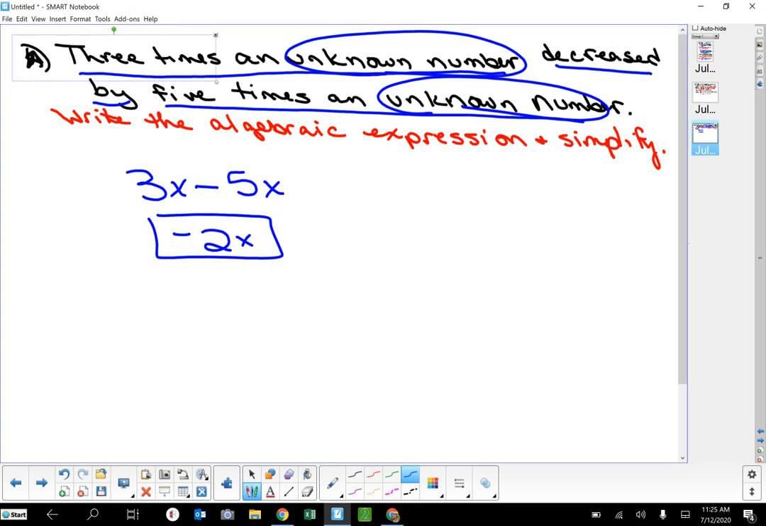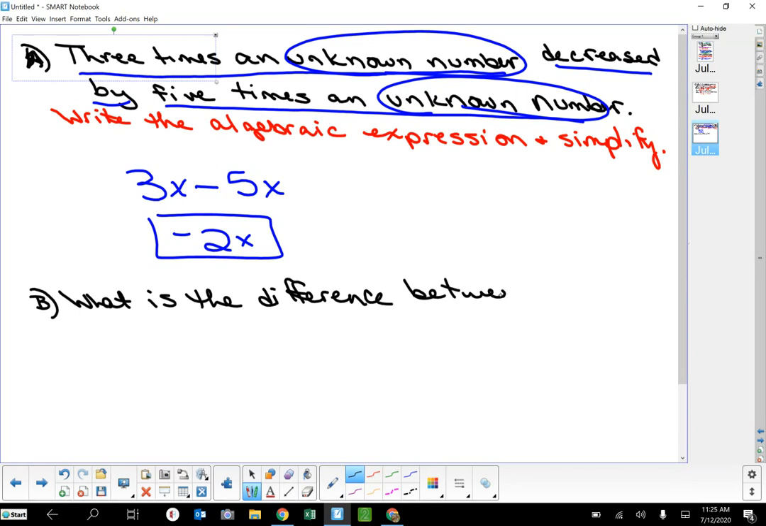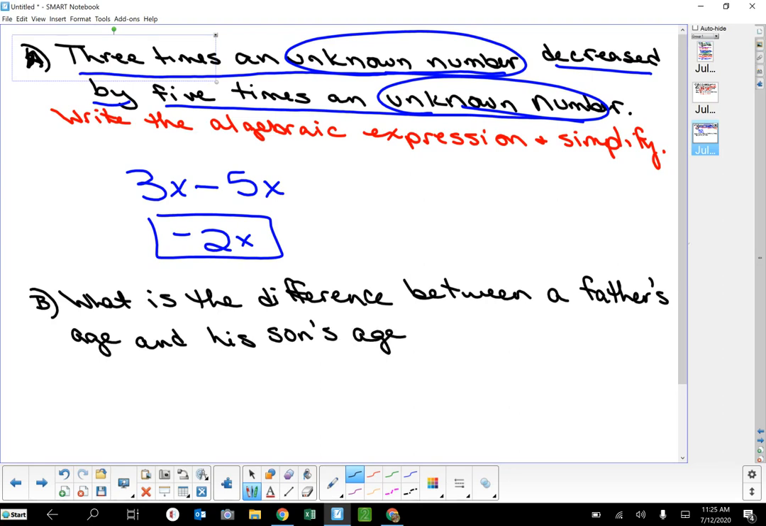Okay. All right, here's another one. B. What is the difference between a father's age and his son's age if the father's age is 3 times his son's age?